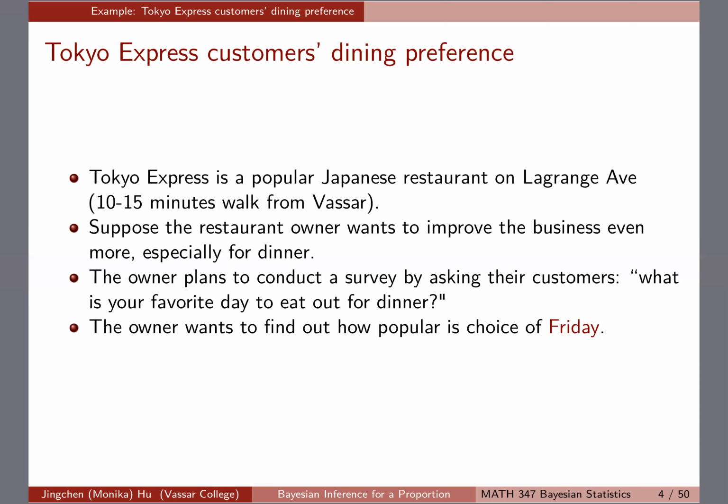So this is a hypothetical situation where the survey goes out to a certain number of customers, and each customer can only indicate one day out of the 7. So in that case, to see how popular the choice of Friday is, we're looking at the proportion P of people choosing Friday out of all of the possible days. Okay, so this is a proportion or percentage, and through this survey we're trying to make inference about, in general, what this P should be.